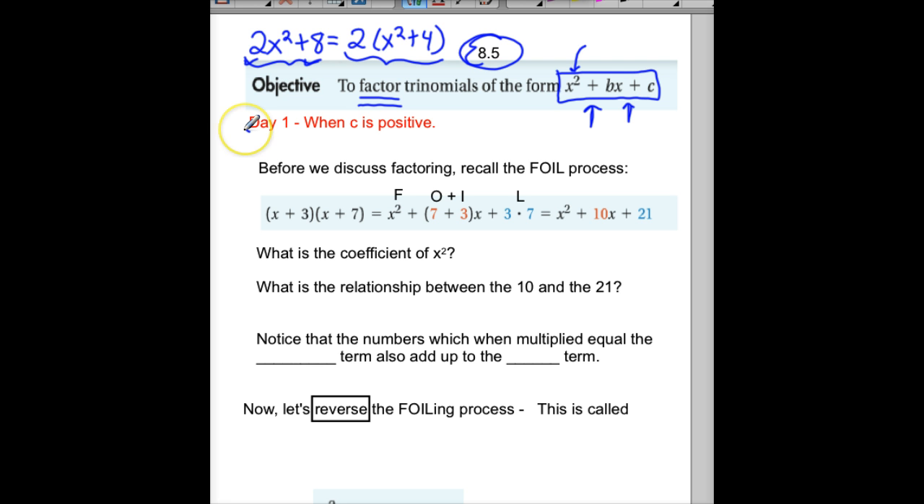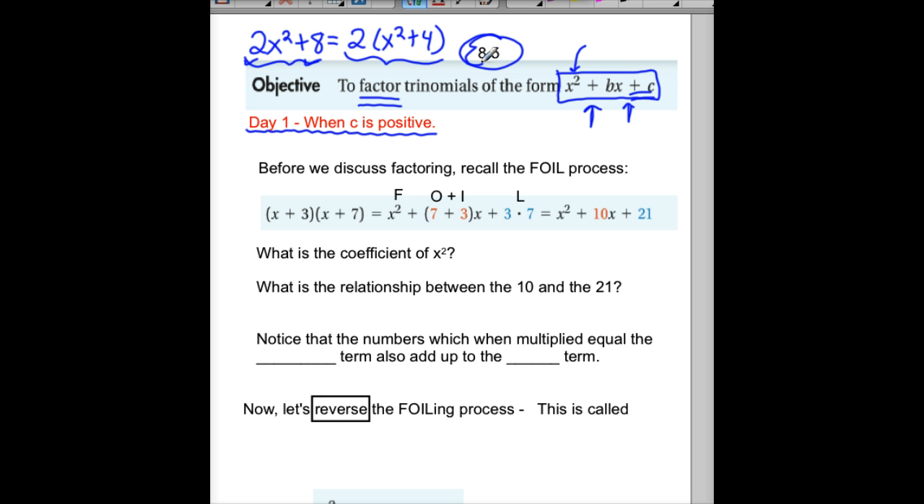For day 1 here, we're going to keep things kind of easy, and you'll see why it makes it easier as the days progress. We are going to keep this last number here always positive, which is going to make things a little easier today. So our objective is going to be to factor.